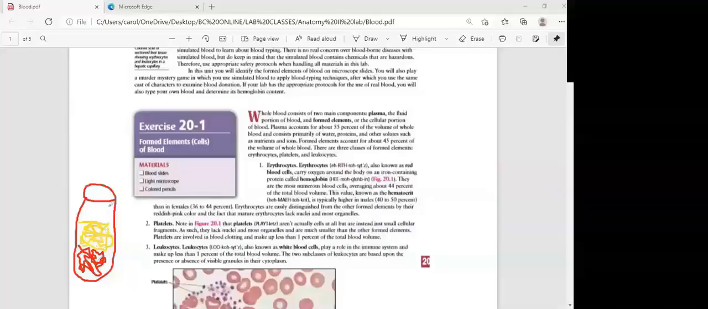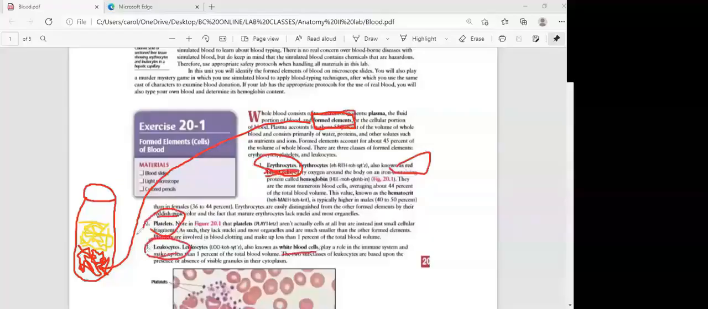In your blood, the cells that you're going to have in there are going to be called formed elements. These are the red blood cells right here. Another name for red blood cells is erythrocytes, that you can see here, right? Red blood cells. In addition to red blood cells, you're also going to have platelets, and also white blood cells, which are also called leukocytes. Right? This fluid that we have on top of the tube is going to be called plasma.